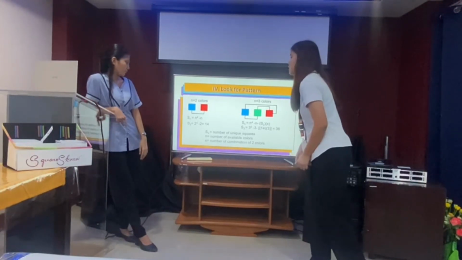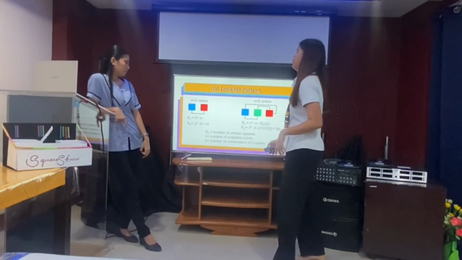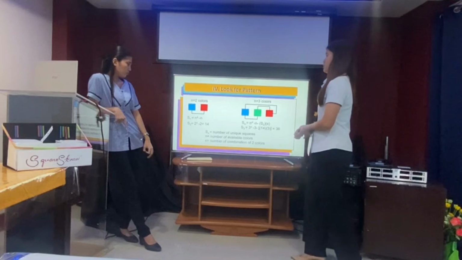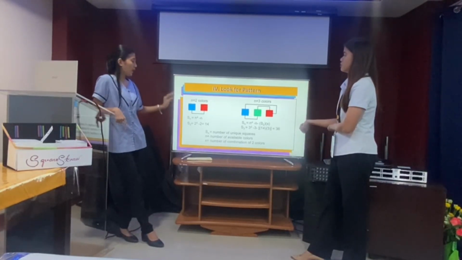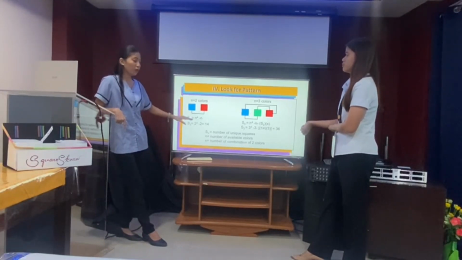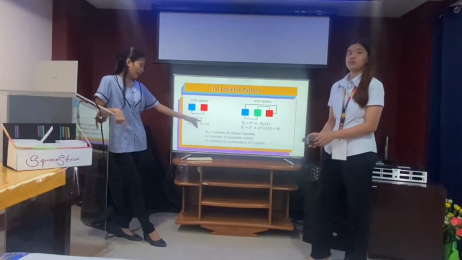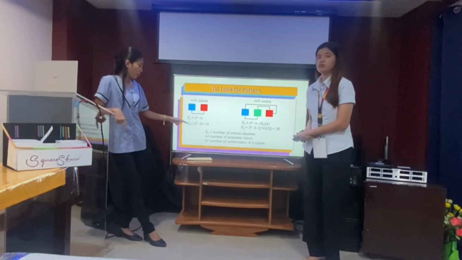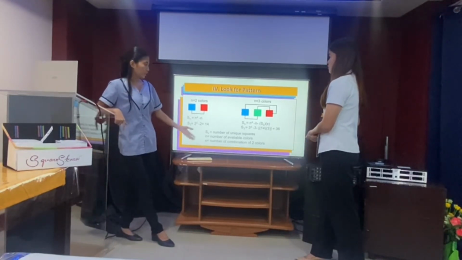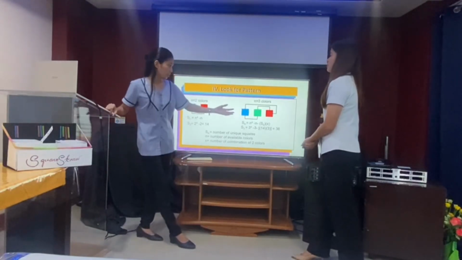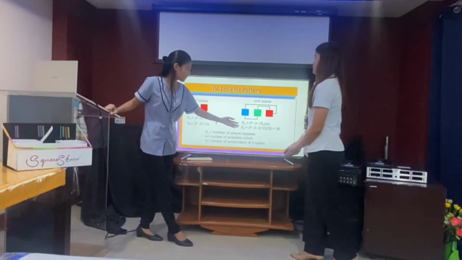So if 2 colors are available, our formula is S of n is equal to n raised to 4 minus n. So for 2 colors, S of n is equal to n raised to 4, which is the 4 sides of a square, minus n. So if n is 2, then S of 2 is equal to 2 raised to 4 minus 2, which is equal to 14.